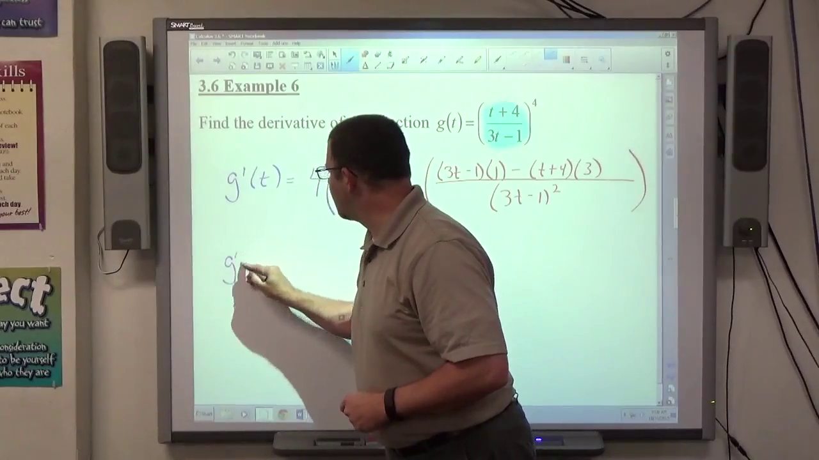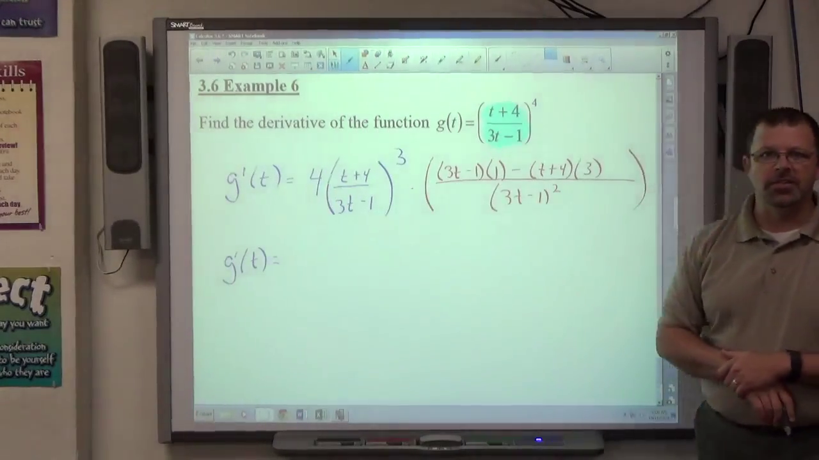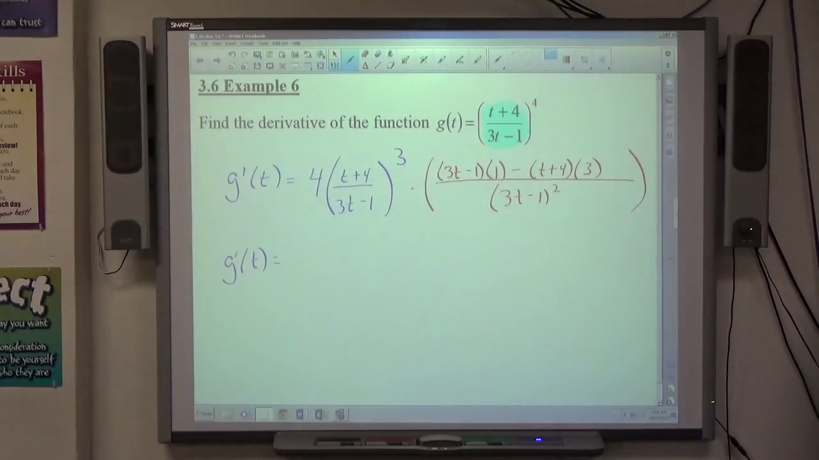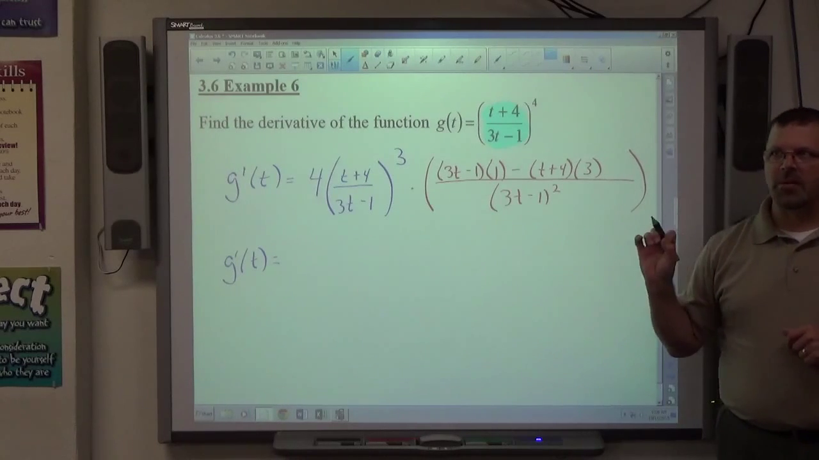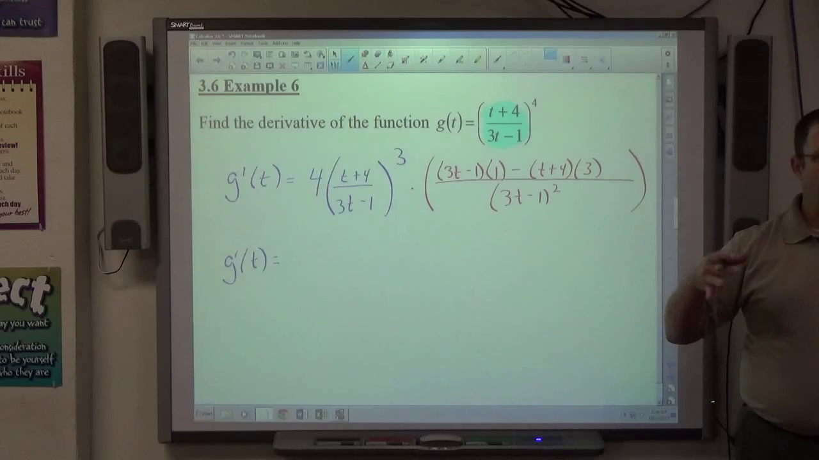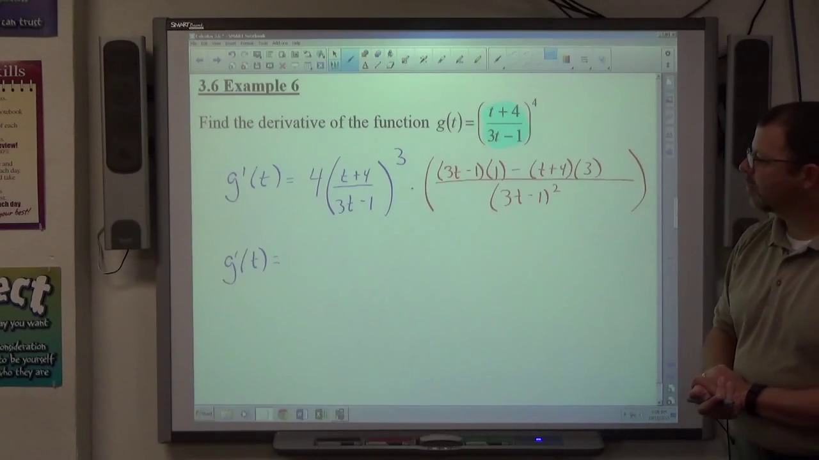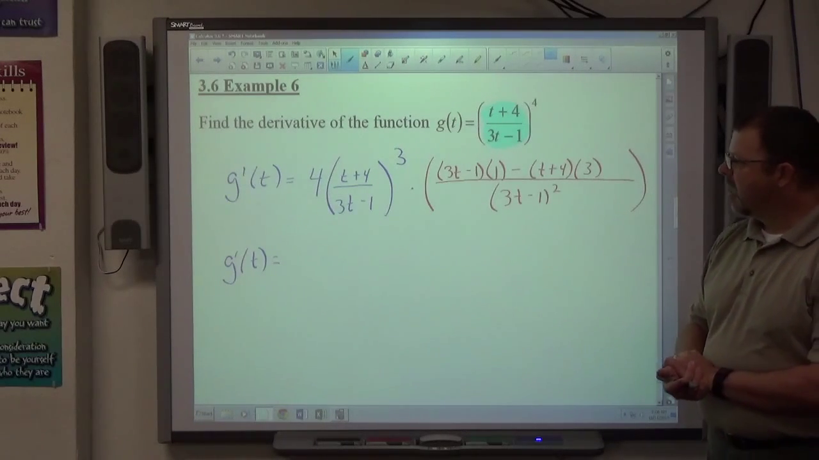I did notice on some of your papers, when I was grading homework, that we were changing t's to x's and stuff like that. Don't do that. Whatever letter they use, use the letter they use. We're going to start getting, in chapter 3.8, what's called implicit differentiation. We're going to be using several different letters, and we're going to have all those letters within the problem. So keep the letters that are happening in the problem the same.